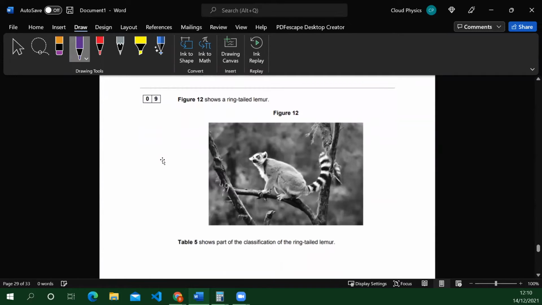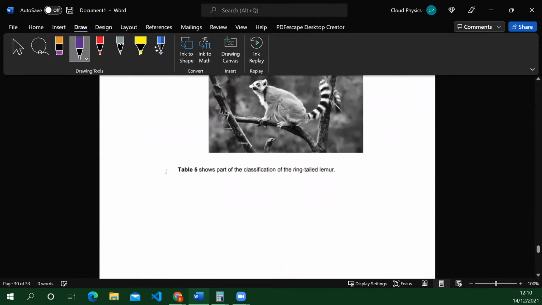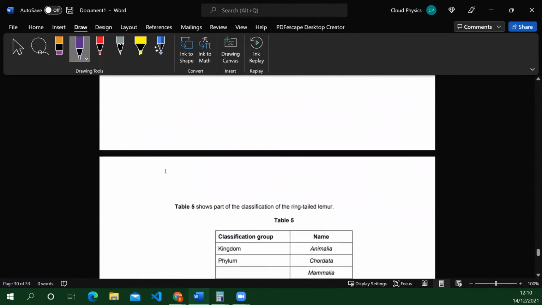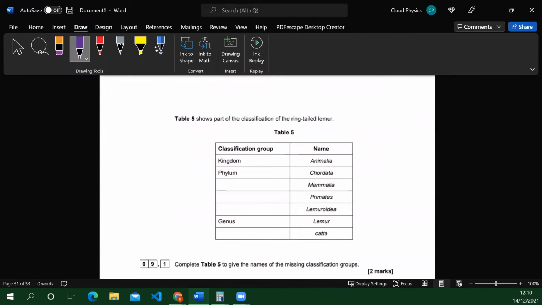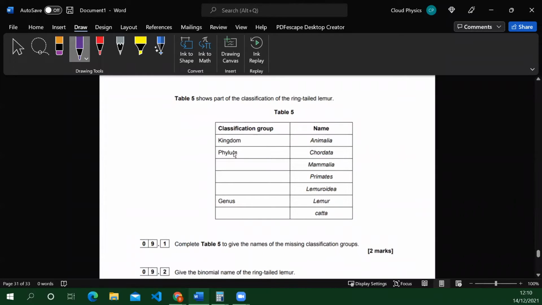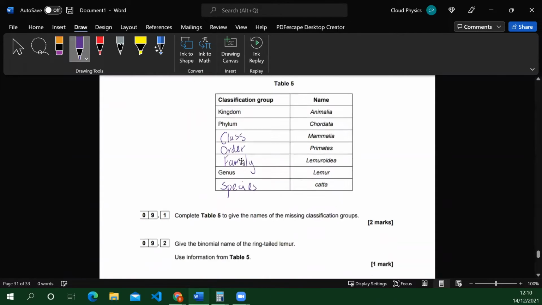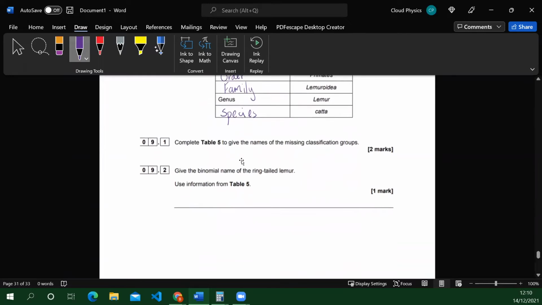Okay, figure 9, so number 9, quite different. Figure 12 shows a ring-tailed lemur. Okay, Table 5 shows a classification of the ring-tailed lemur. You've got to complete it. Kingdom, phylum. Okay, it goes class, order, family, genus, and then species. Okay, that's 2 marks. Just remembering that.